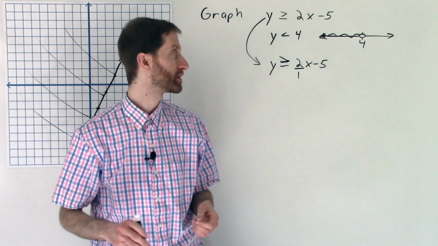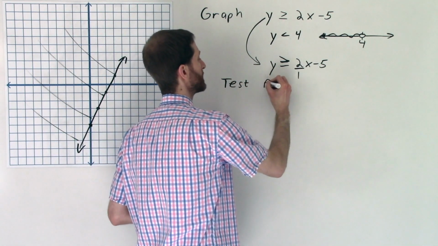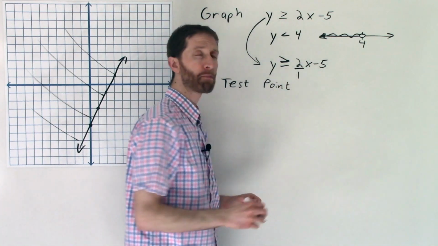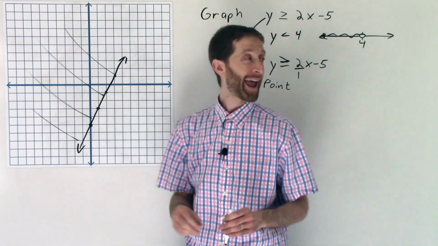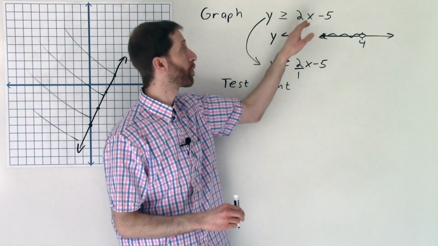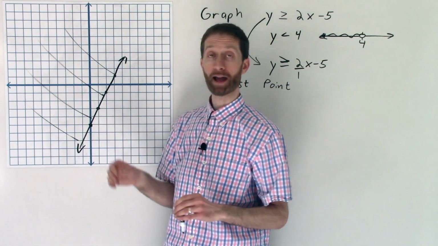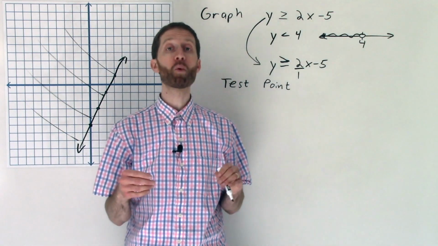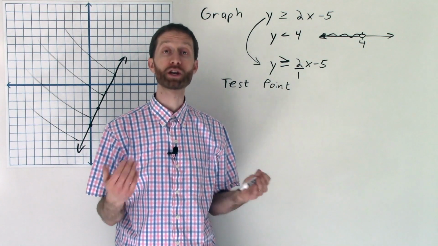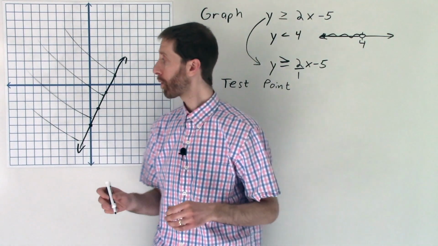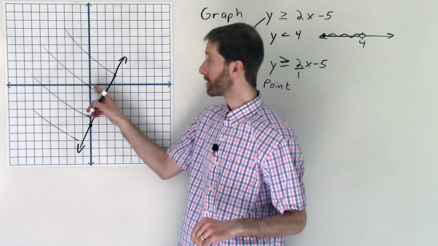Another way you can do this is by using a test point. Now, what does that mean? Well, you pick a point that is on either side of this boundary right here. And if that point when plugged into the inequality is true, then we shade that part of the graph that has that point. If that point is not true in that inequality, then we don't shade in that part, we shade in the other side. An easy test point, if it's not on the line, you would never want to test a point on the boundary, would be 0, 0.